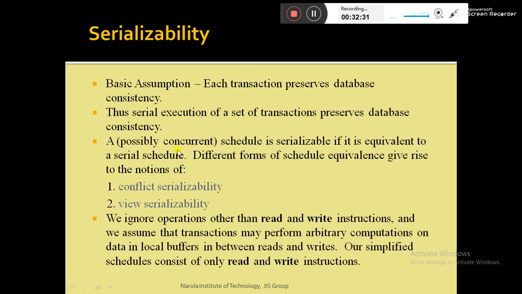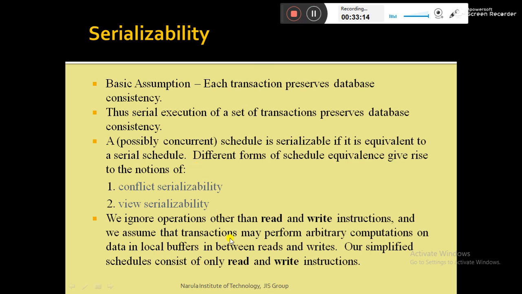We can say a concurrent schedule is serializable if it is equivalent to a serial schedule. A concurrent schedule is going to preserve the consistency property if that concurrent schedule can be converted to some serial schedule. If that concurrent schedule is transformed into the corresponding serial schedule, then we can say that the concurrent schedule is equivalent to a serial schedule.